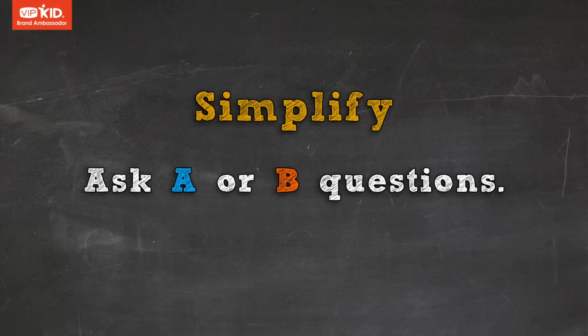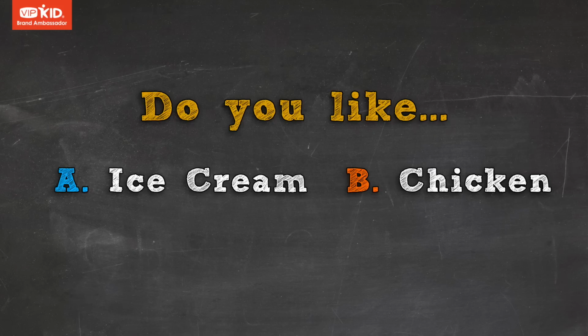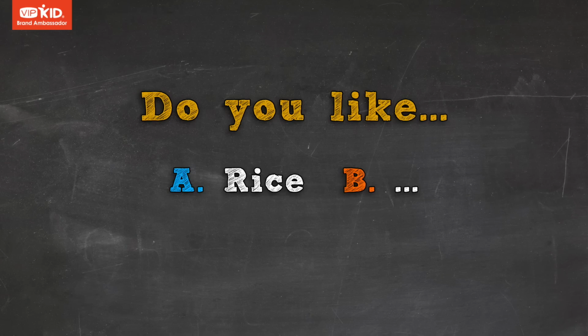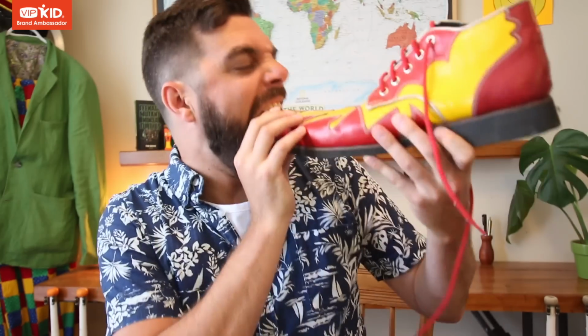If you're having the opposite problem and this is too difficult for your students, I like to give them A or B options. And that looks like this. Do you like ice cream or chicken? Do you like chicken or rice? Do you like rice or shoes? Giving the student an A or B option really does help to simplify it. It still gets them speaking, and hopefully over time you can coax them into speaking in a full sentence.